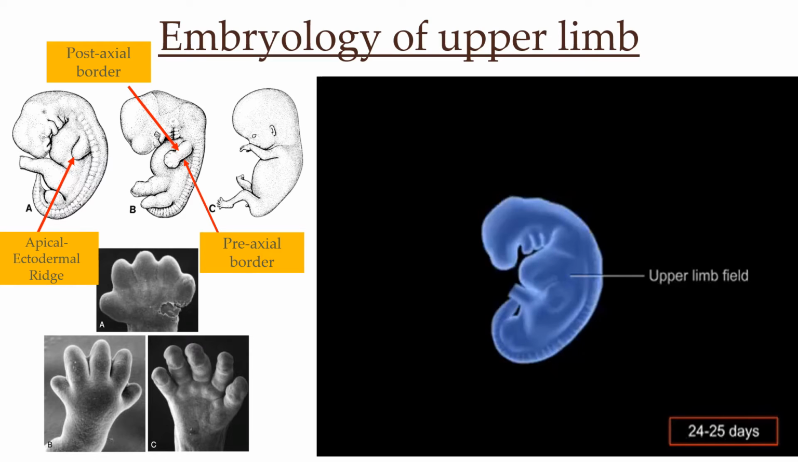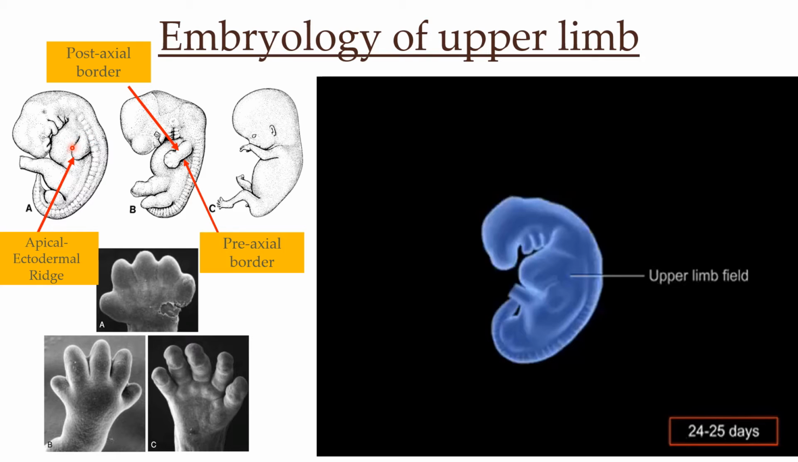Now let us learn about the embryonic development of the upper limb. Let us see the illustration on the left side of the screen in order to learn the same. By the beginning of the 5th week, the upper limb bud appears as an outpouching from the ventrolateral body wall at the level of the 4th cervical somite up till the 1st thoracic somite.